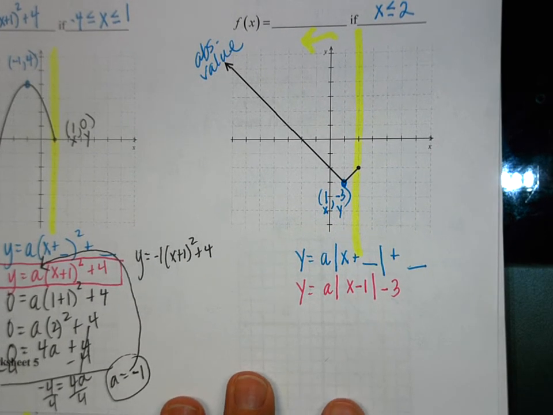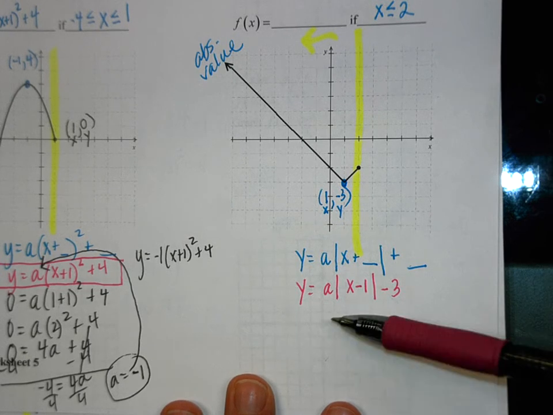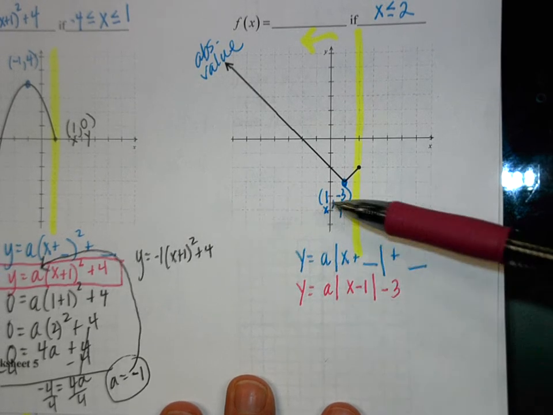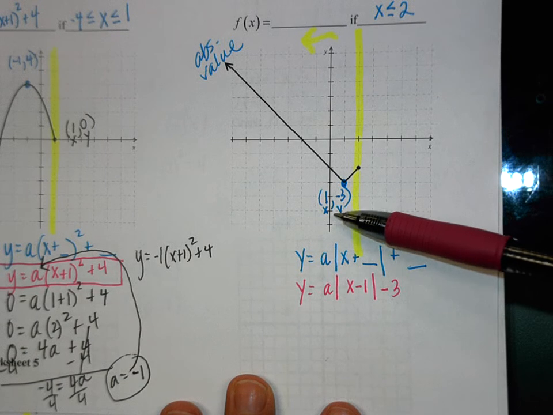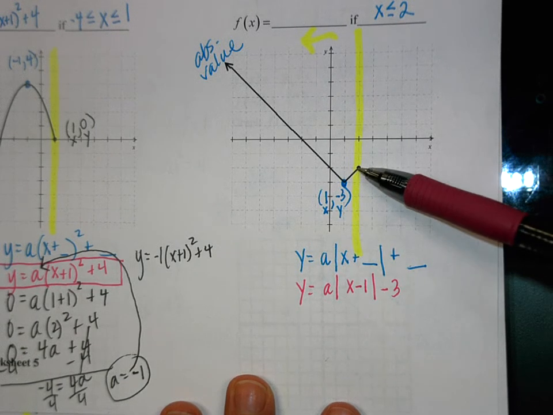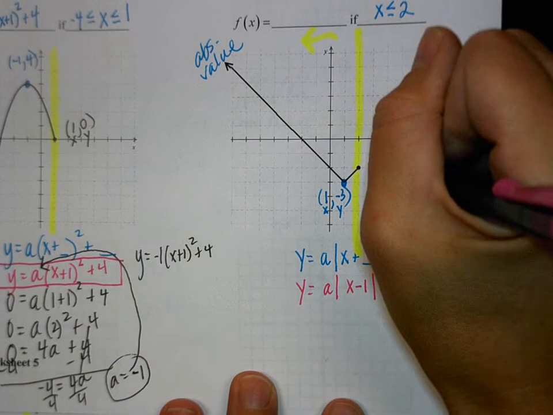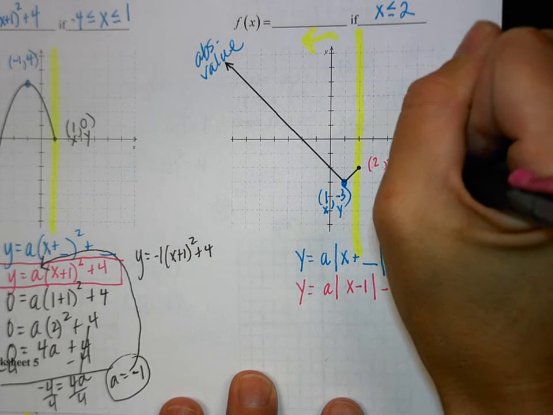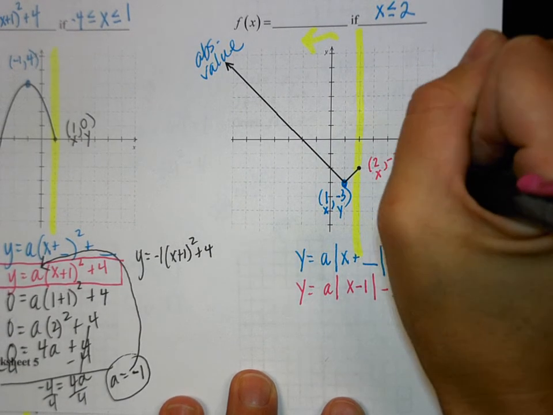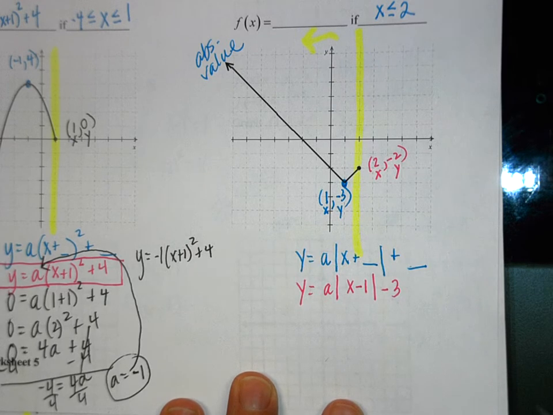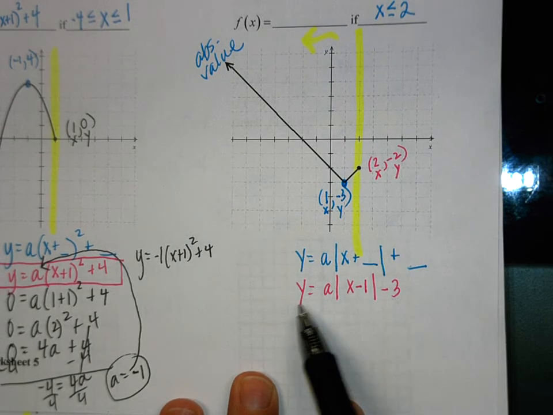Okay, questions up to this point? What do I still need to find? Good, that a value, correct? Can I plug in my vertex? No, we have to plug in another point. Could I plug in the point that's right here? Yeah, what is that point? 2, -2, and I'm going to label it with x and y, and we take those values and we plug them in here to solve for a.